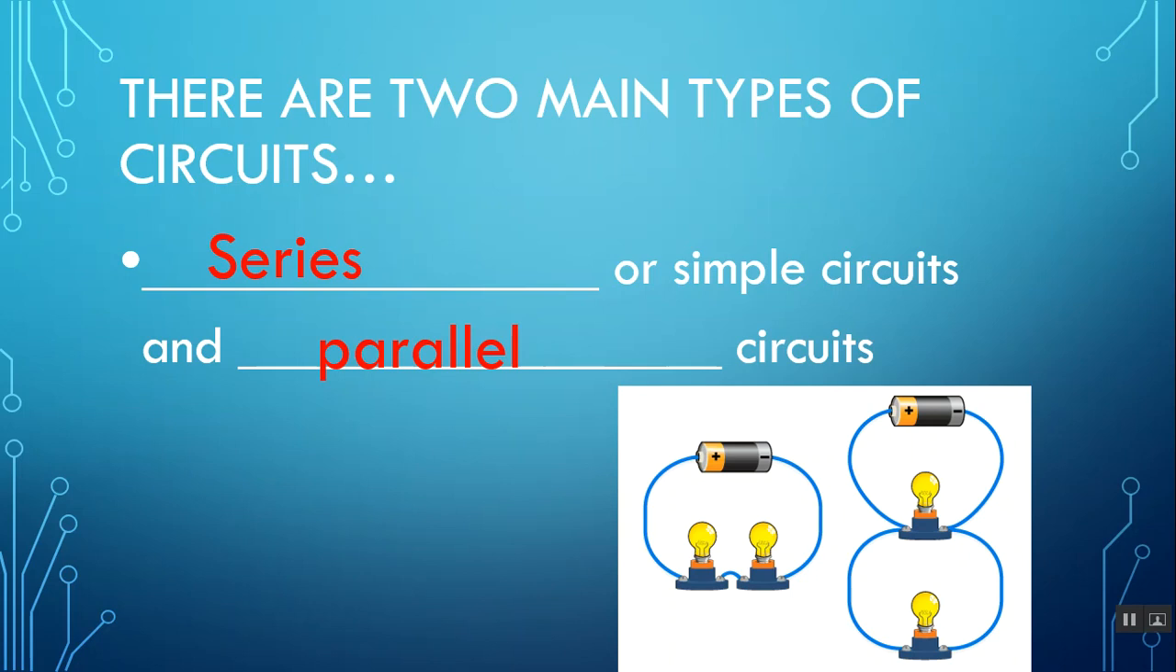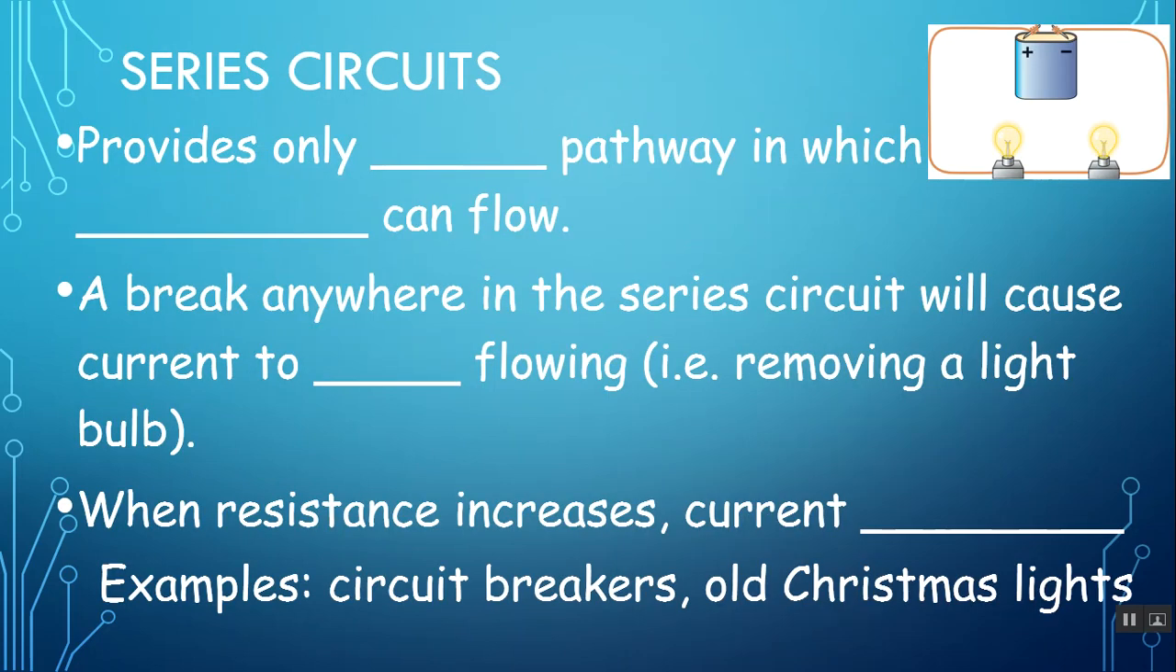Let's talk a little bit first about the series circuit, okay? A series circuit is that circuit that just has one pathway. It's like a one-way road. So it provides only one pathway in which electrons or electricity can flow. When you have a series circuit, if there's a break, or in other words, if the circuit opens up, like we have a missing light bulb or we disconnect a wire, a break anywhere in the series circuit will cause the current to stop flowing completely.